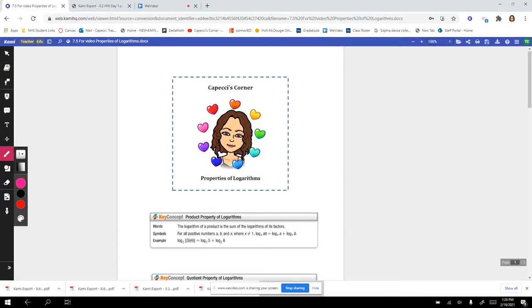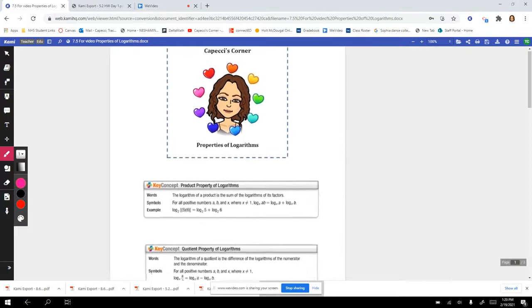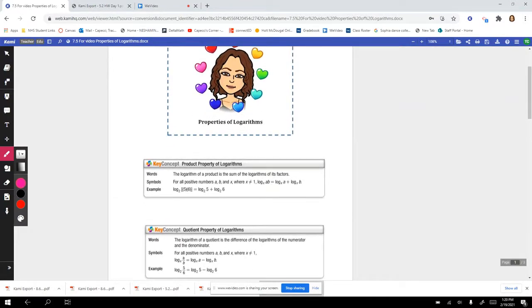Today on Capechi's Corner, we're going to look at properties of logarithms. Now, there's a couple different properties we're going to use today. So if you want to write them down as we work, or if you want to pause it and go back and forth if you need to, that's fine.